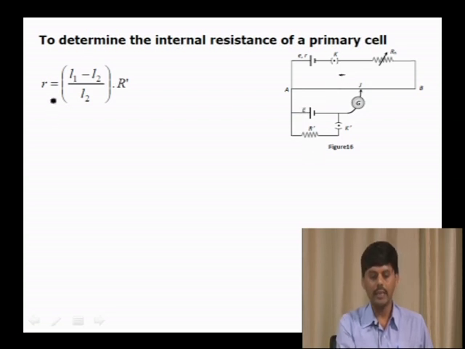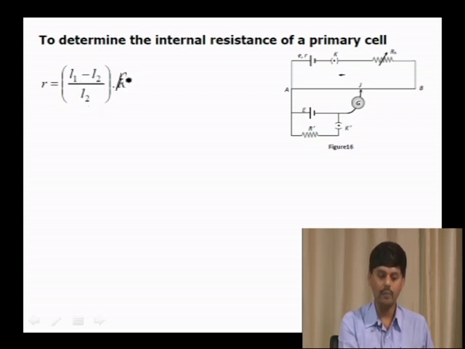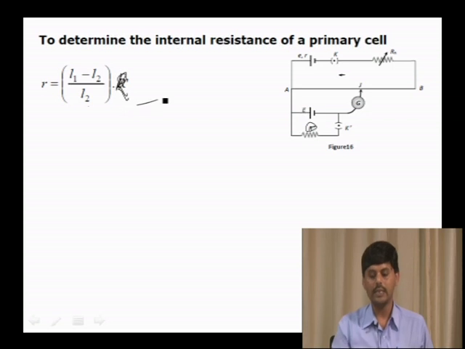By taking the help of R is equal to (L1 minus L2) divided by L2, into this is R, that is external resistance is R. This is the value of the R. By taking the help of this, we can easily find out the internal resistance of the cell.